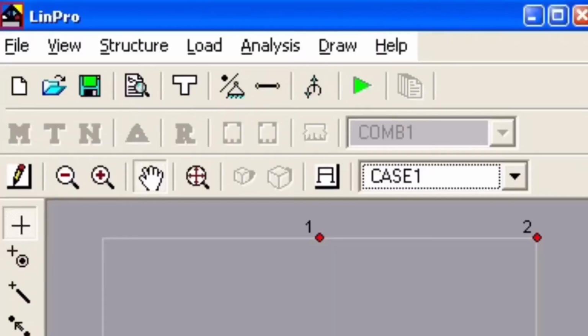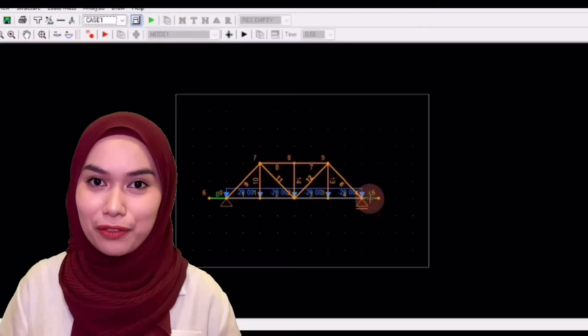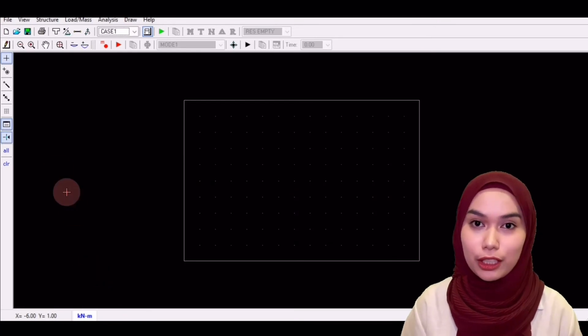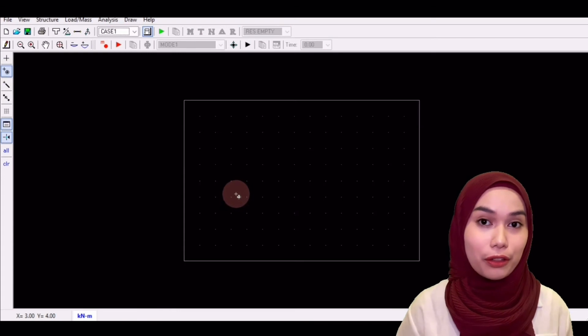For my part, I'm going to discuss our design model using LimPro with the following details and the analysis results. Now I will show how to make this model bridge using LimPro and the analysis of the final results of our bridge. So first, we must set up the unit, which is kilonewton meter, then create a joint, and the length is 10 meter overall.